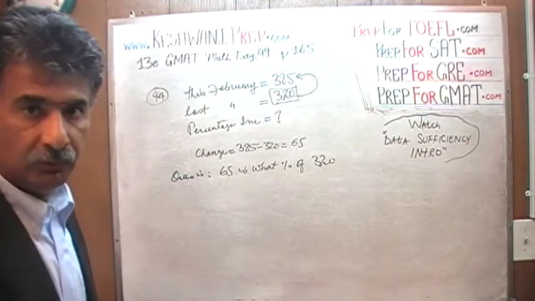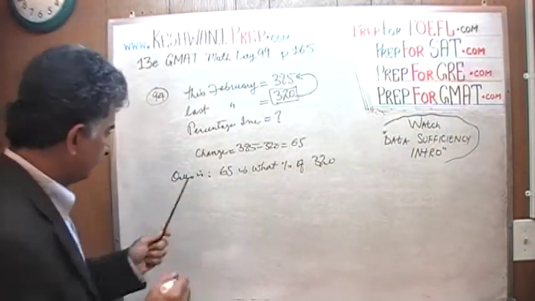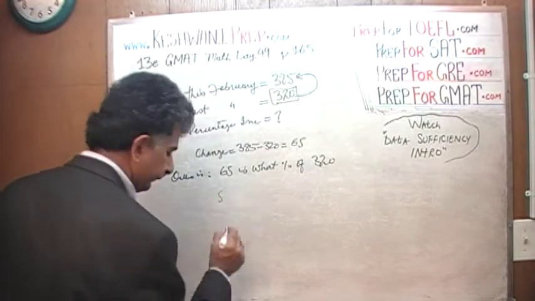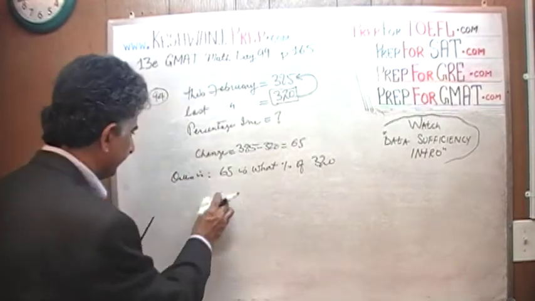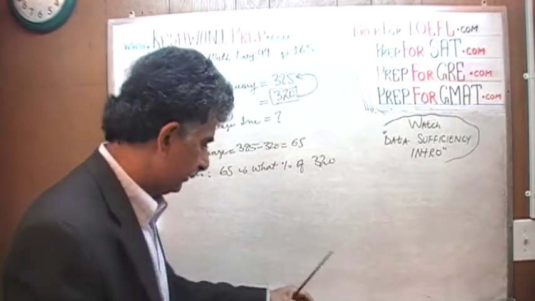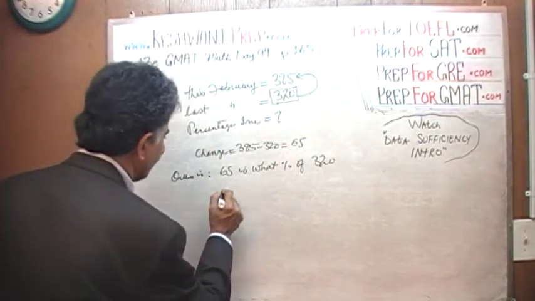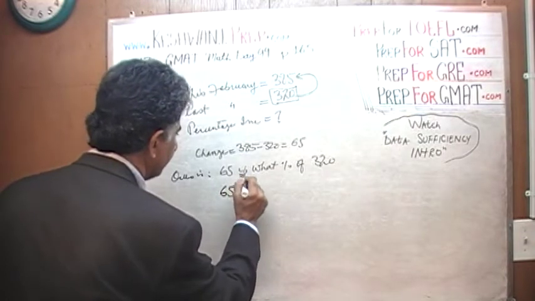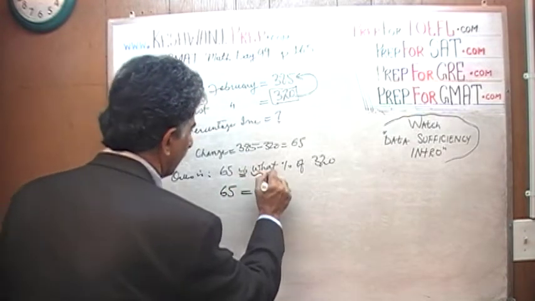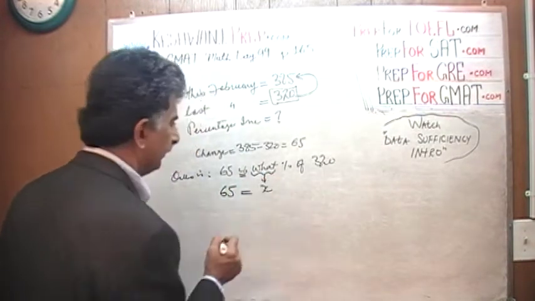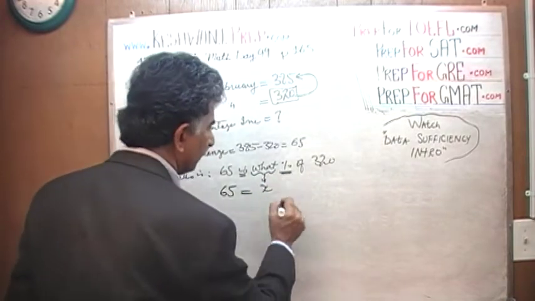That's it. All we have to do now is to make up an equation. 65, let me change the marker here. Hopefully the next one will have better luck. 65 is means equals. What is your unknown? That's our unknown. Percent means, what does percent mean?